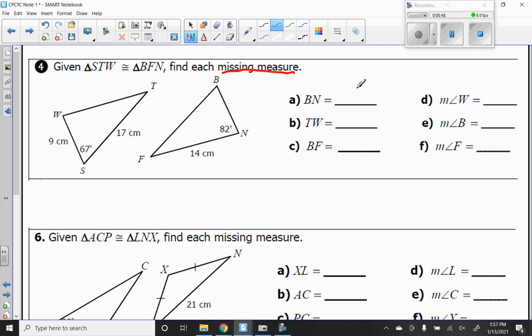Well, let me show you. BN should be 9. All right, because look at this. BN is the first and third letter. Therefore, WS has to be equal to that because they're the first and third letter. That's how that works.